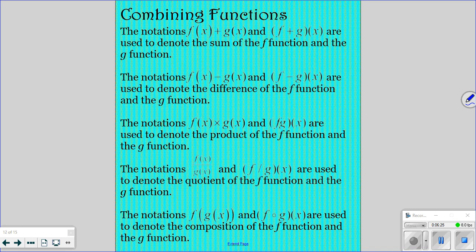Now this one at the bottom is called composition. So you can either write it as f of g of x, or f composed with g of x. So either one of those notates the composition. And we'll go over how to compose functions in just a minute.